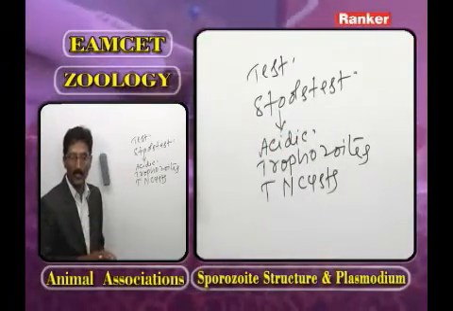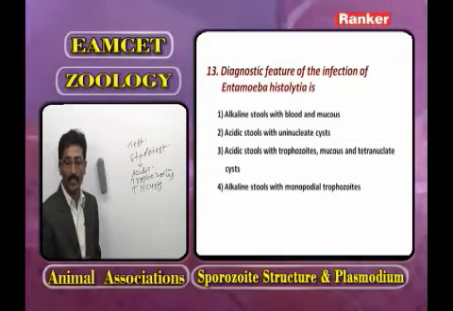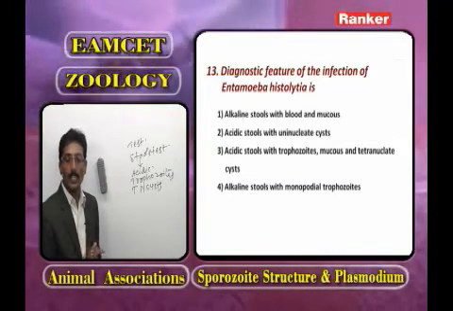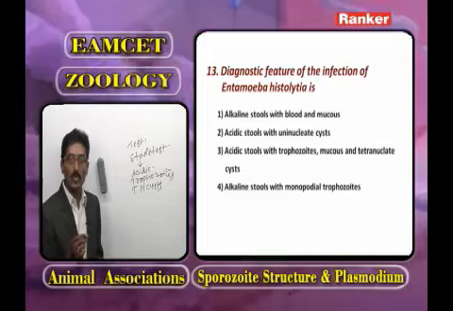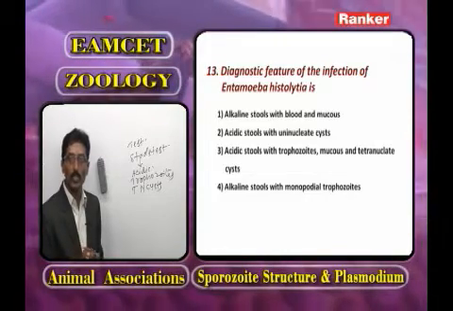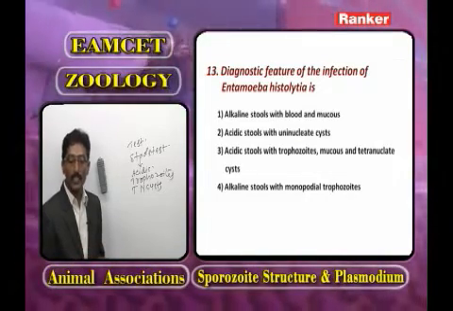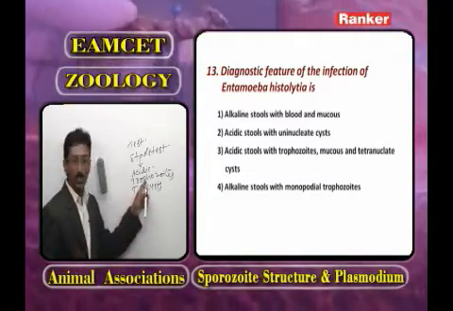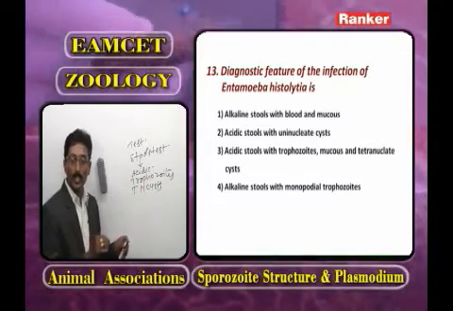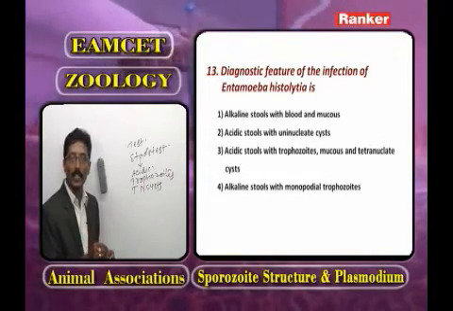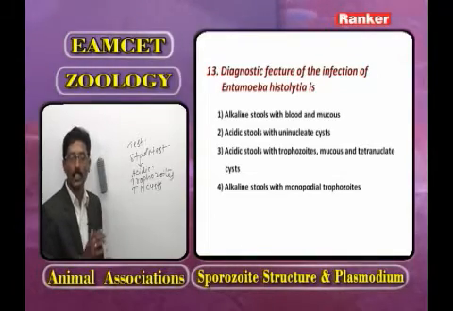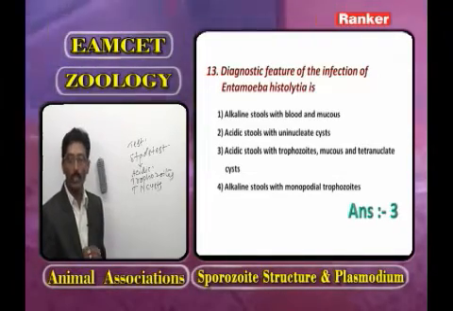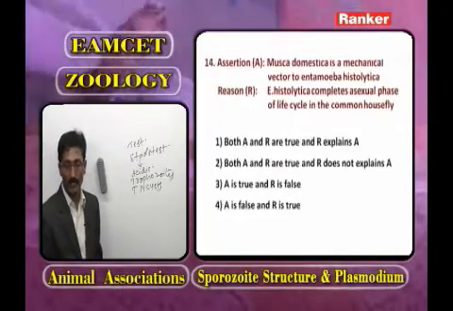Now, based on this information, what is the correct answer? First one, the stools are alkaline with blood and mucus. Second, the stools are acidic with uninucleated cyst. Third one, stools are acidic with trophozoites, mucus and tetranucleated cyst. So, what is the correct answer for this question? That is the third one. Now, we go for the next question.